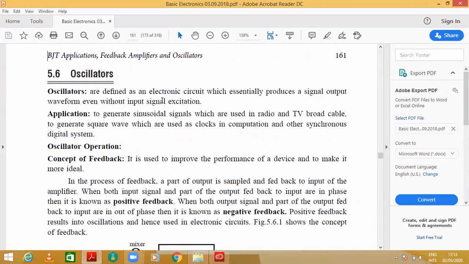So an oscillator is nothing but an electronic device which produces a signal without any input signal excitation. That means without giving any input to the circuit, it can produce the output. So this is called an oscillator. How does it produce output without any input?